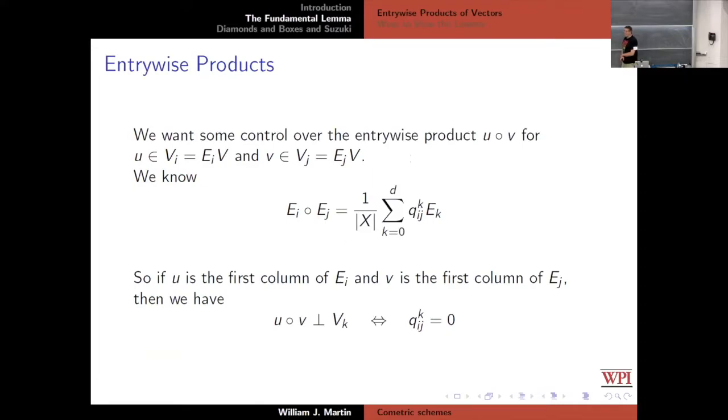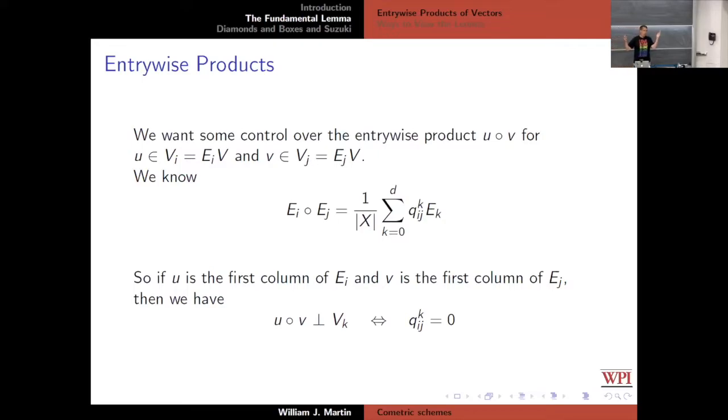I really like to take entry-wise products of vectors. Paul called this the function algebra last week, so you're familiar with this if you've been here with us last week. So I want to control the entry-wise product of a vector in the ith eigenspace with a vector in the jth eigenspace.